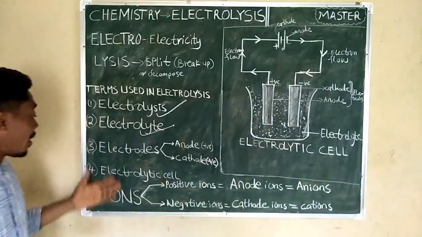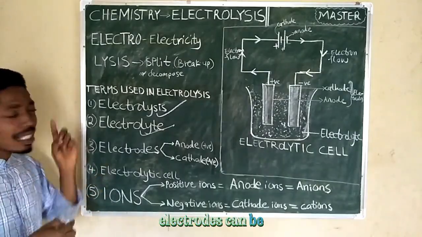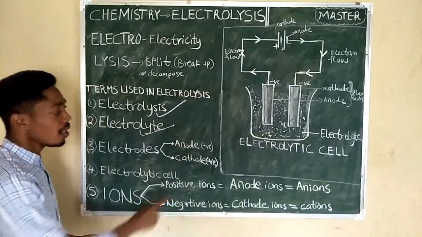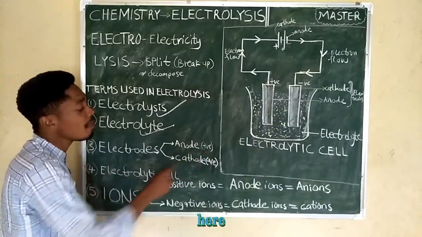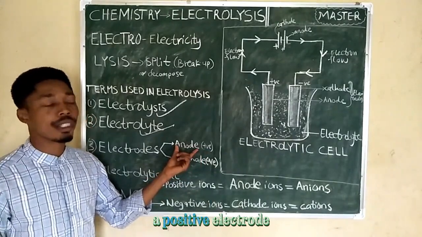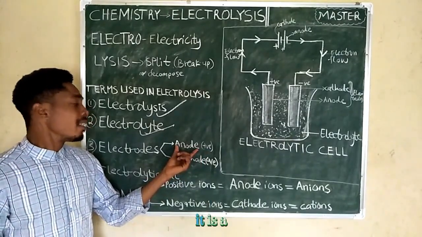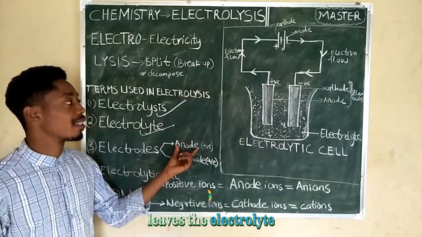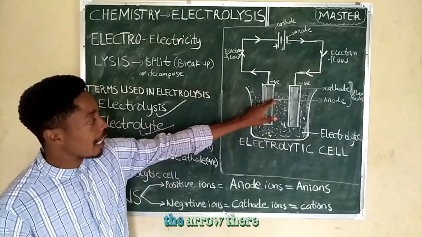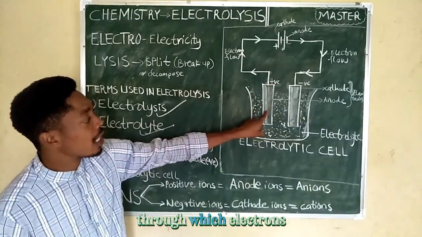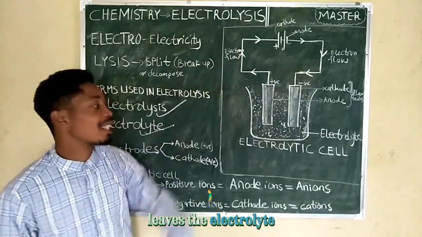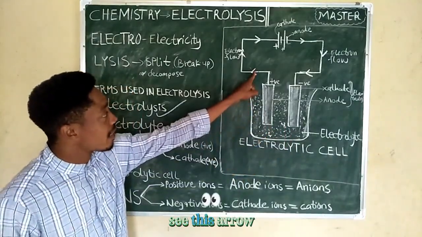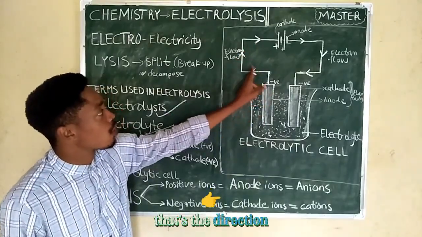So, those are electrodes. Electrodes can be divided into two. We have the anode and we have the cathode. You can see here, I am putting a positive sign. The anode is a positive electrode. It is a positive electrode through which electrons leave the electrolyte. You can see the anode here, a positive electrode through which electrons leave the electrolyte. You can see the electrolyte, and this arrow is showing you the direction of the motion of electrons.